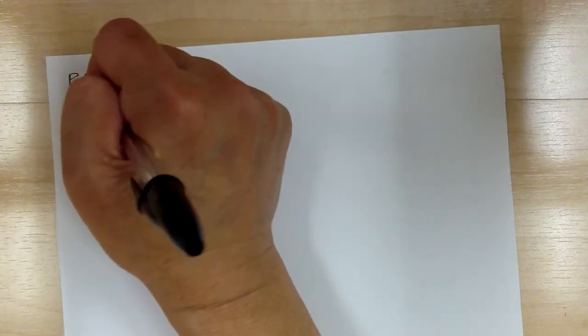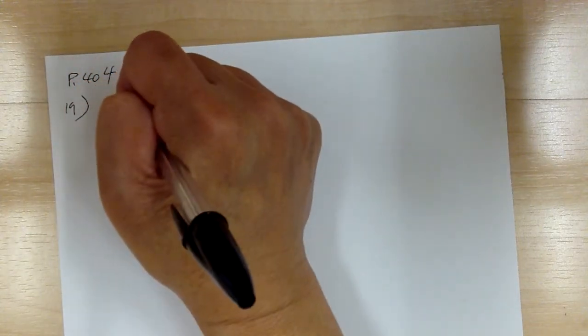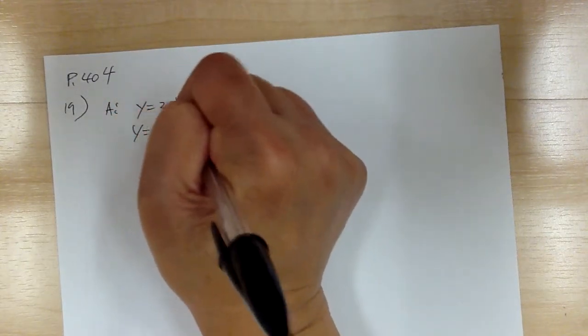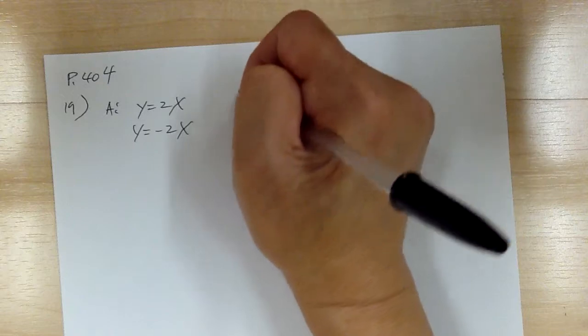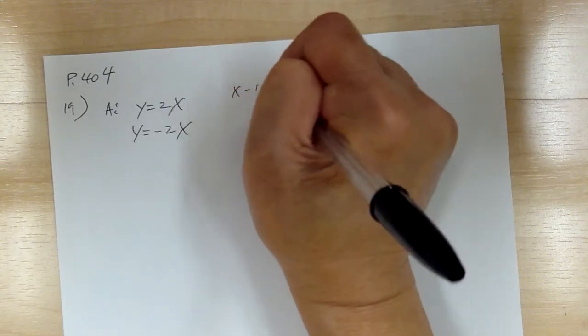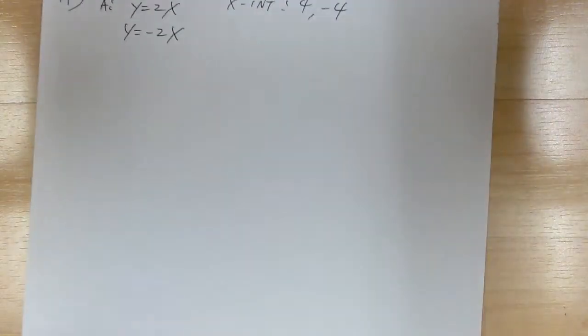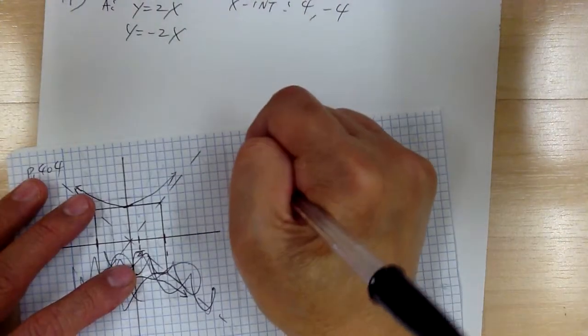Okay, number 19, you have the asymptotes at y equal to 2x and y equal to negative 2x, and x-intercepts at 4 and negative 4. So again, let's sketch all this information.